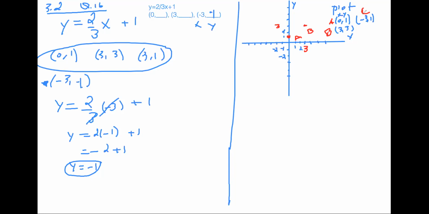Finally, C. Where do we start this time? -3. Start at negative 3. On what axis? X or Y? This is X. It's going to be here. On what side? On the left side, because it's x equals negative 3 here. And then what's the Y?